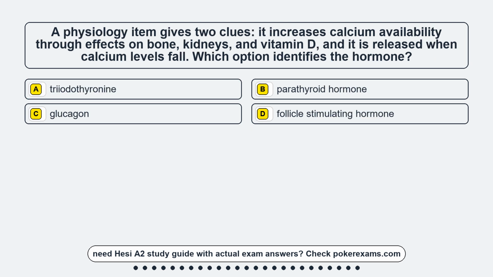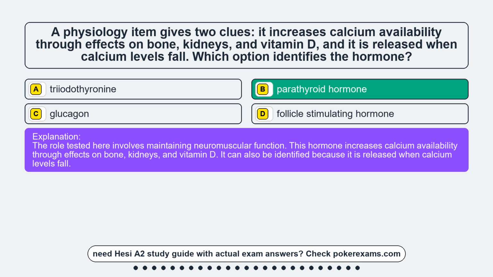Question 3. A physiology item gives two clues. It increases calcium availability through effects on bone, kidneys, and vitamin D, and it is released when calcium levels fall. Which option identifies the hormone? Option A, triiodothyronine. Option B, parathyroid hormone. Option C, glucagon. Option D, follicle-stimulating hormone. The correct answer is option B, parathyroid hormone. The role tested here involves maintaining neuromuscular function. This hormone increases calcium availability through effects on bone, kidneys, and vitamin D. It can also be identified because it is released when calcium levels fall.